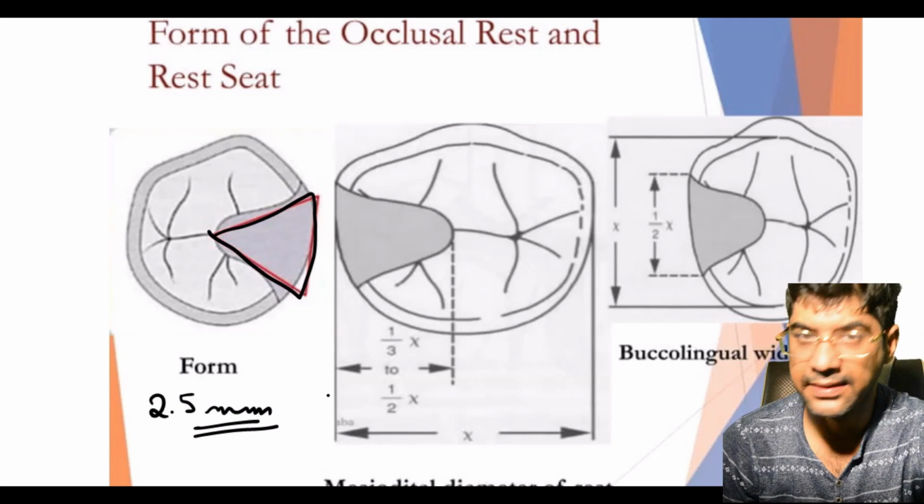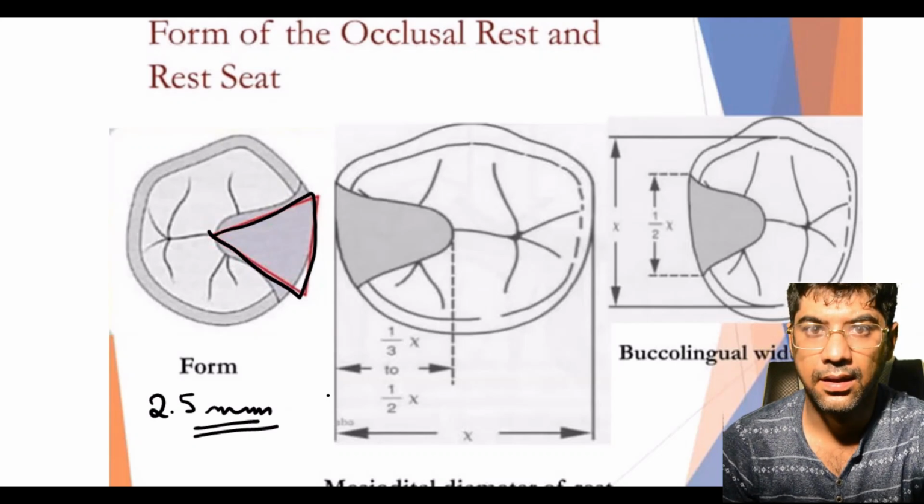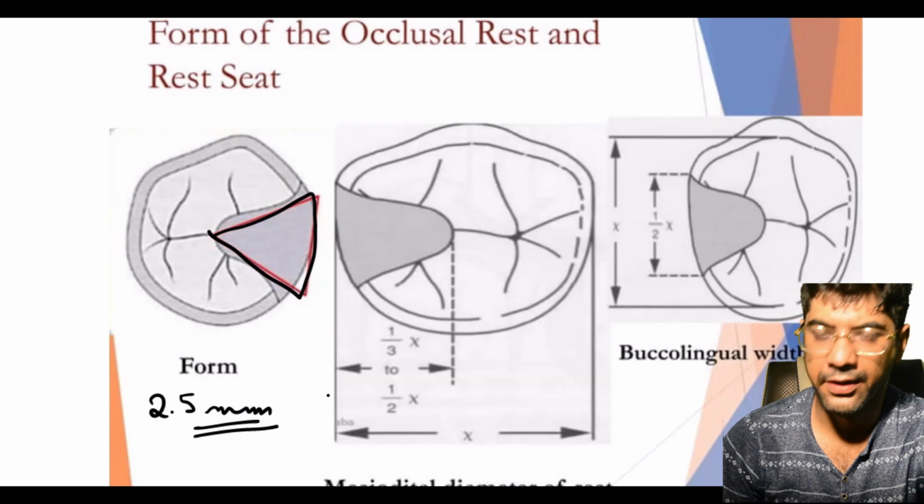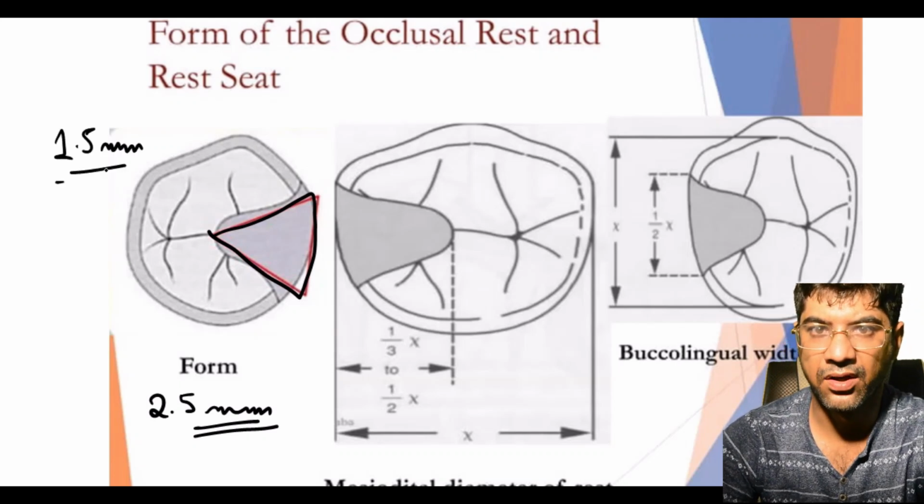Third is the marginal ridge reduction. To ensure a sufficient bulk of metal for both the rest and the minor connector, the marginal ridge of the abutment teeth needs to be reduced by approximately 1.5 mm at the site of the rest seat.